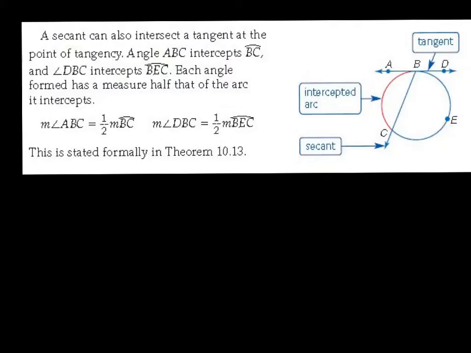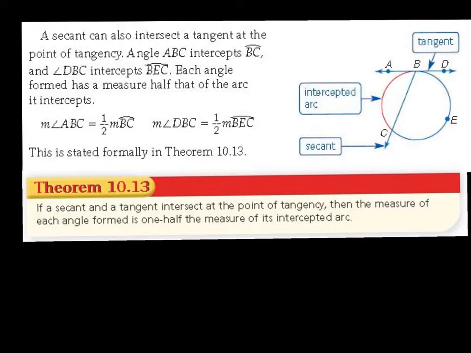A secant can also intersect a tangent at the point of tangency. Angle ABC intercepts arc BC, and angle DBC intercepts arc BEC. Each angle formed has a measure half of the arc it intercepts. That is stated in Theorem 10.13: if a secant and a tangent intersect at a point of tangency, then the measure of each angle formed is 1/2 the measure of its intercepted arc.